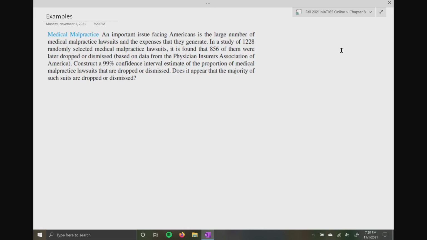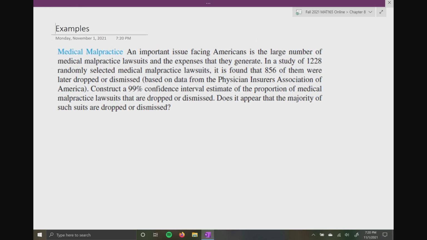Okay, I'm back, and here is our problem, all right? So an important issue facing Americans is a large number of medical malpractice lawsuits and the expenses that they generate. In a study of 1,228 randomly selected medical malpractice lawsuits, it is found that 856 of them were later dropped or dismissed. So what we want to do is construct a 99% confidence interval estimate of the proportion of medical malpractice lawsuits that are dropped or dismissed. And then we want to answer the question, does it appear that the majority of such suits are dropped or dismissed?